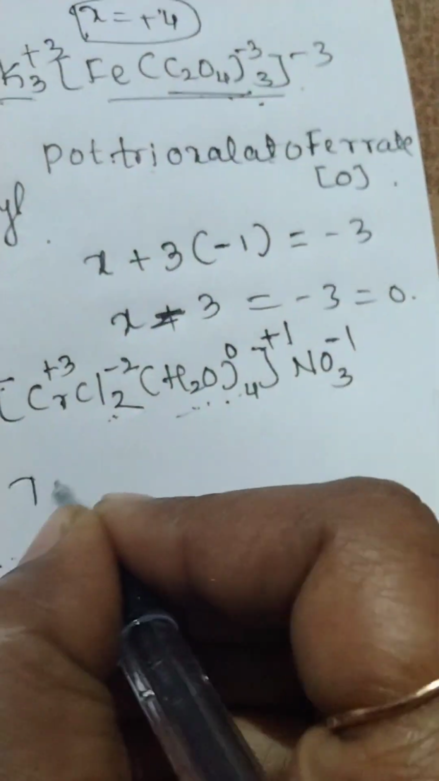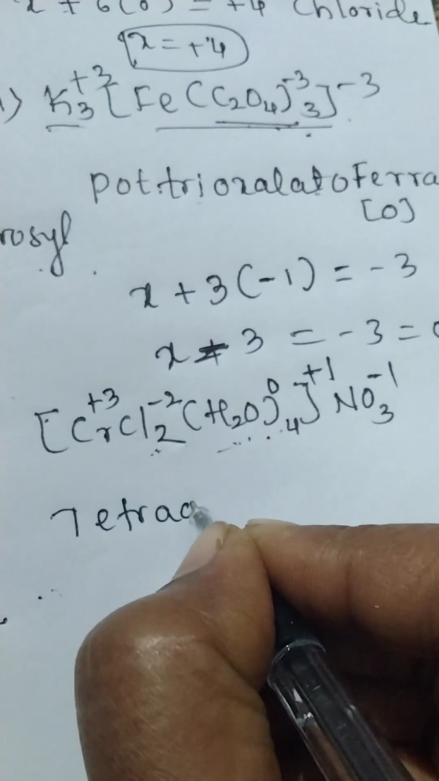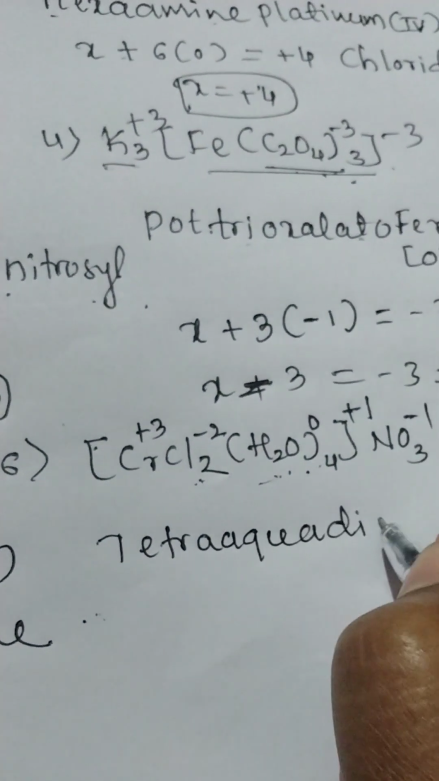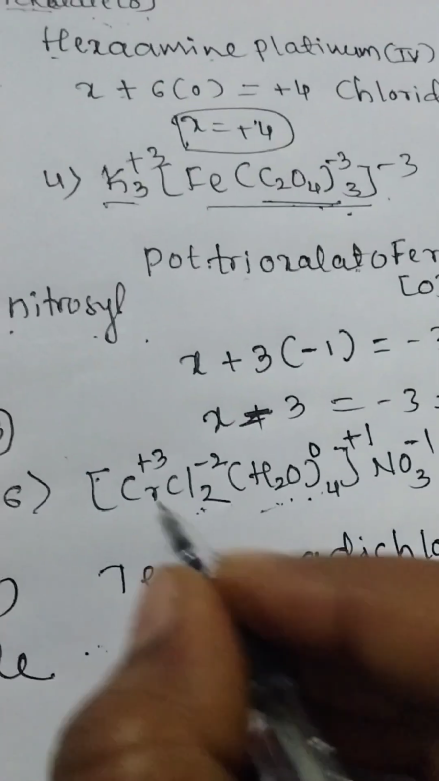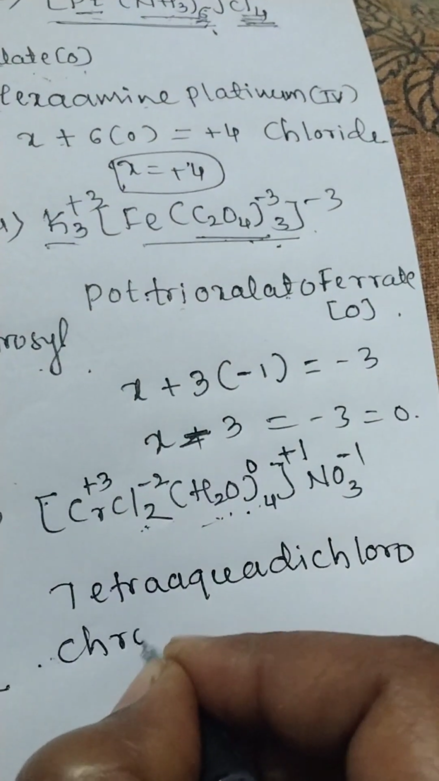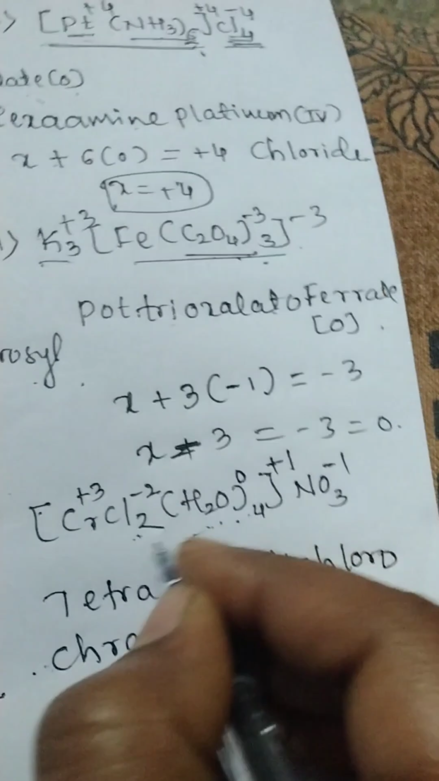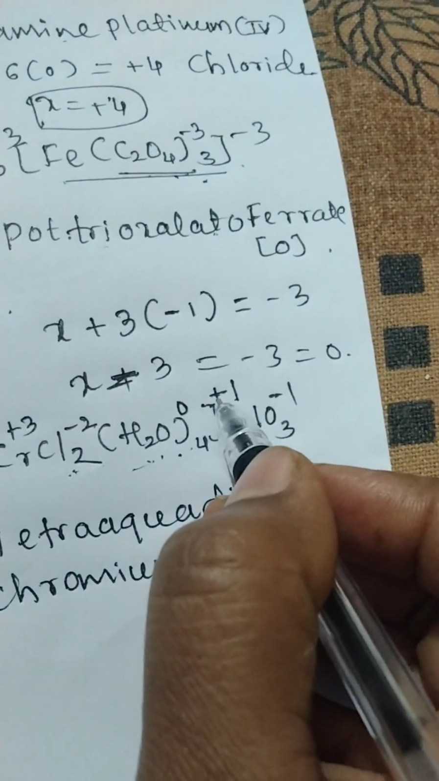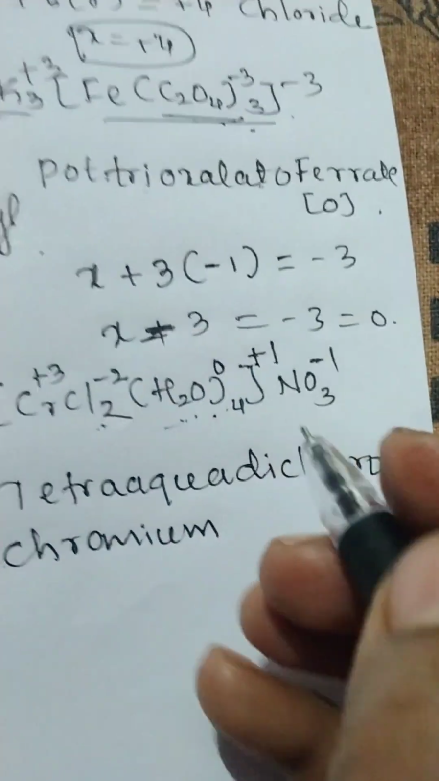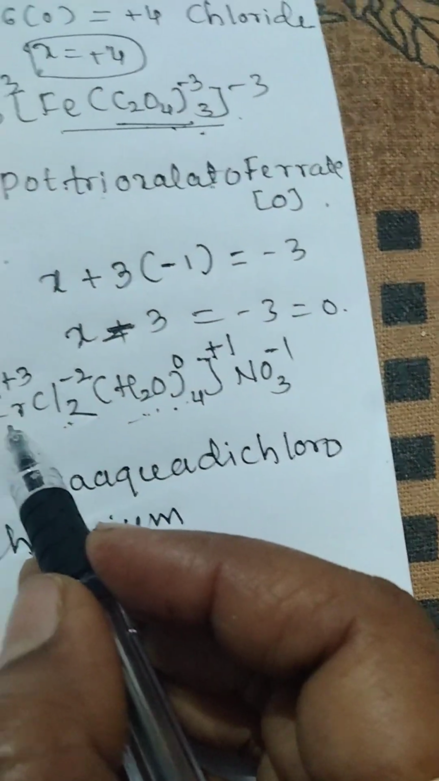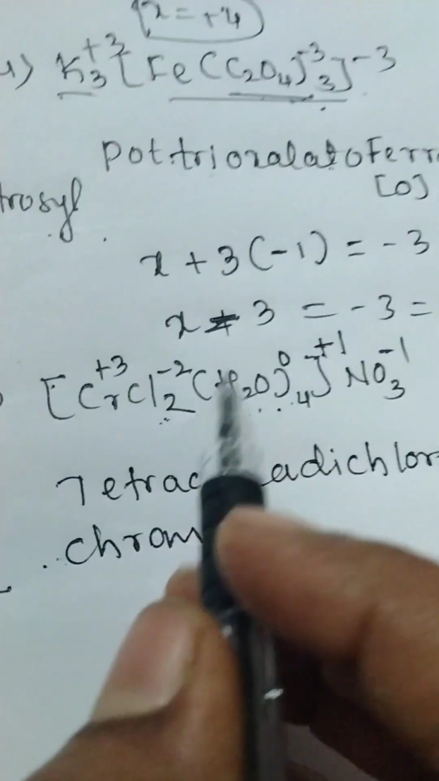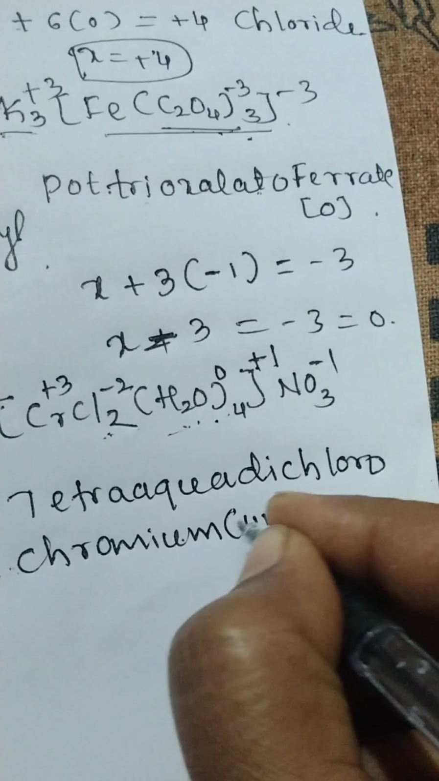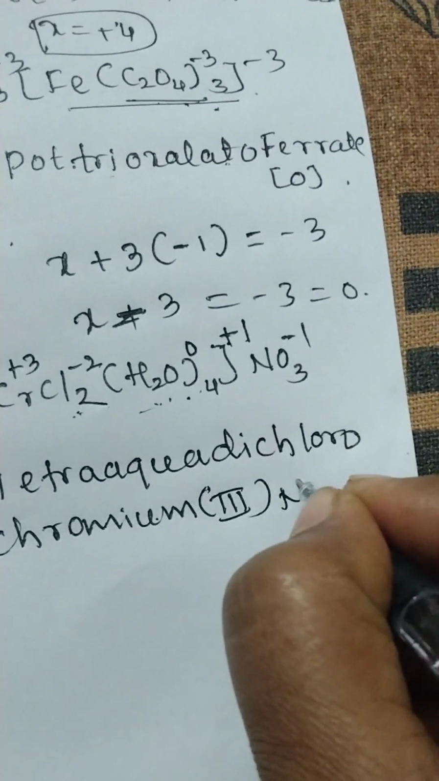First we have to take tetraaqua dichlorochromium, because the complex ion is positive, that is a cation. So we have to name the central metal as such, by the name of the metal. Chromium(III) nitrate.